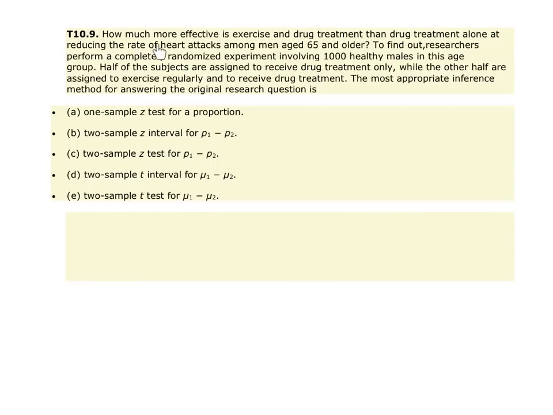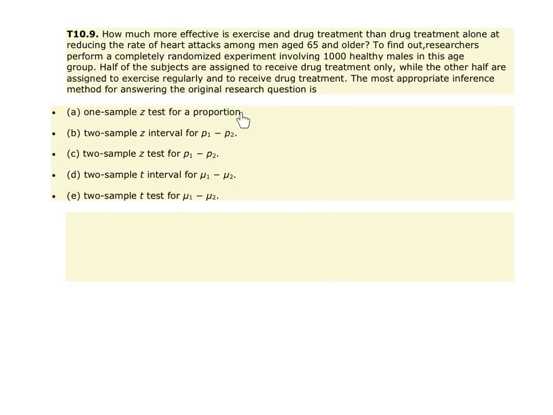Question 9, how much more effective is exercise and drug treatment than drug treatment alone at reducing the rate of heart attacks among men aged 65 and older? To find out, researchers perform a completely randomized experiment involving 1,000 healthy males of that age group. Half of the subjects are assigned to receive drug treatment only, while the other half are assigned regular exercise and to receive the drug treatment. The most appropriate inference method for answering the original research question is what?